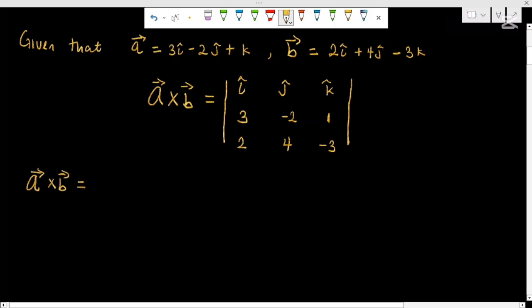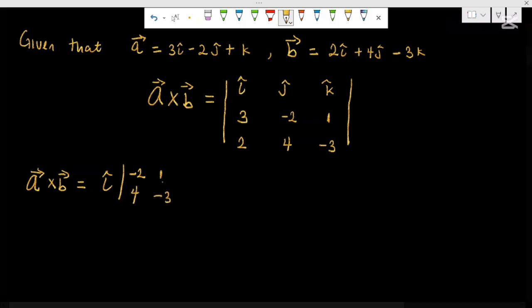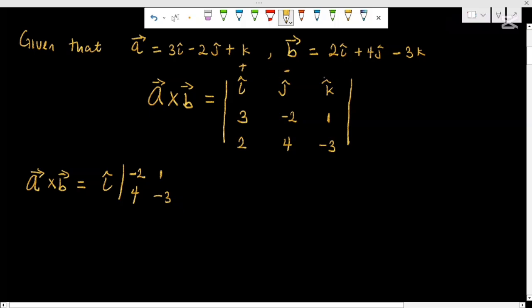The first component is i. When we close the first row and the first column, we are left with minus 2, 1, 4, and minus 3. Don't forget that the signs will be plus, minus, and plus. The next one is minus j. When we close the first row and the second column, we are left with 3, 1, 2, and minus 3.